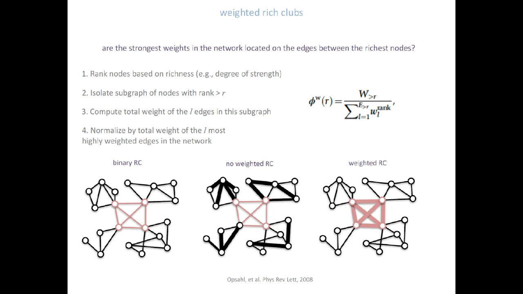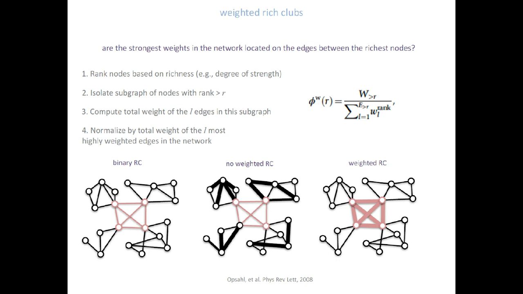Now, if we want to do the same in a weighted network, we obviously need to think about the influence of weights. A common definition poses the question: are the strongest weights in the network on the links between the hubs? To do this, we first rank our nodes based on some measure of richness. We could use node degree, we could use node strength. We look at the total weight of the edges on that subgraph, and then we normalize that by the total weight of the same number of edges.